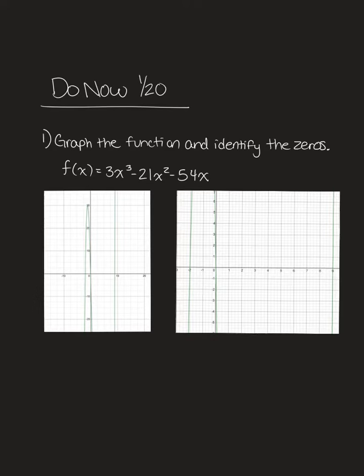Alright, so we're asked to graph the function and identify the zeros. So if you use Desmos.com to graph 3x cubed minus 21x squared minus 54x, you're going to get a really big graph, okay? Which is what you see on the left-hand side here. Now, if you zoom in, you can find the zeros. So your zeros are at -2, 0, and 9.